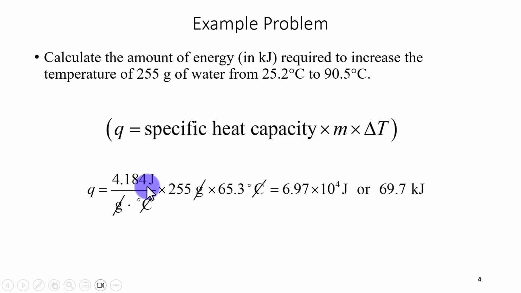Q is always expressed in joules. Mass is expressed in grams or kilograms, but you would have to convert it for this particular formula. You'd convert it to grams. And delta T will be either in Celsius or in Kelvin. The specific heat capacity is going to have units of joules per gram per degree Celsius.